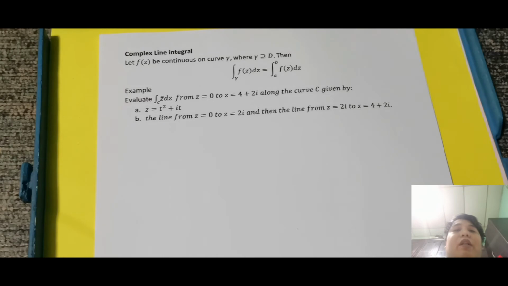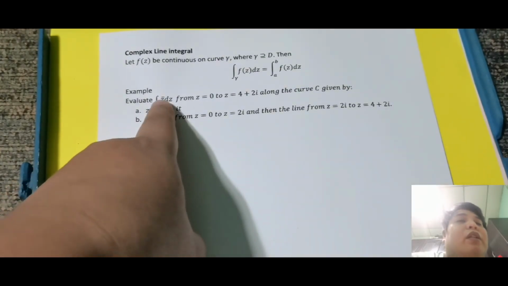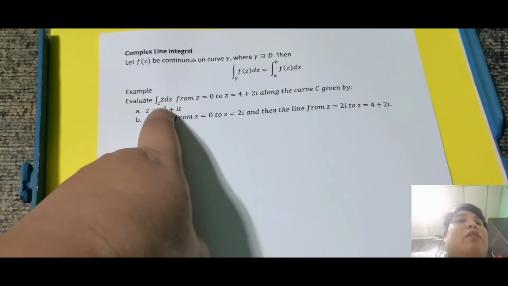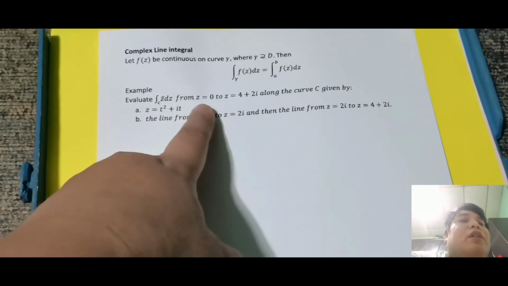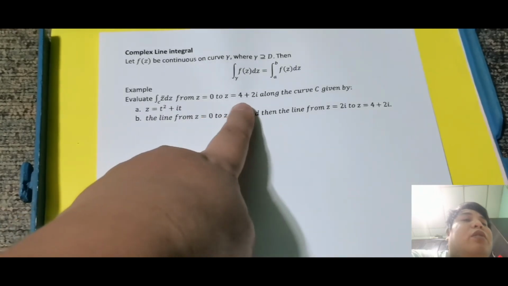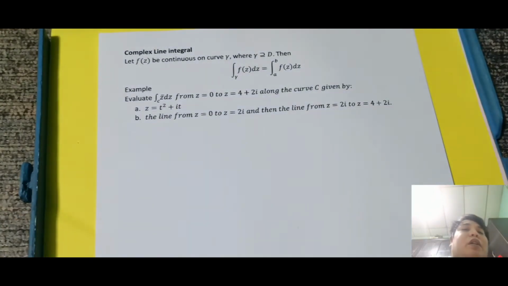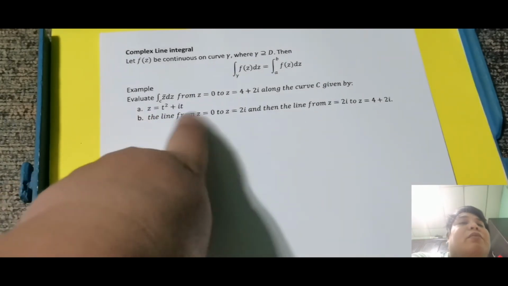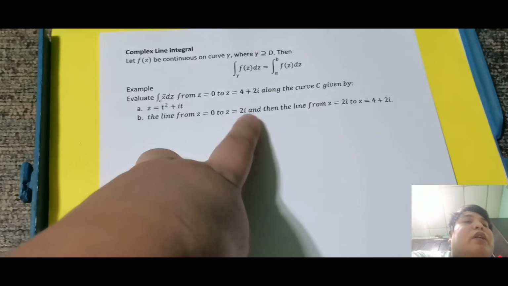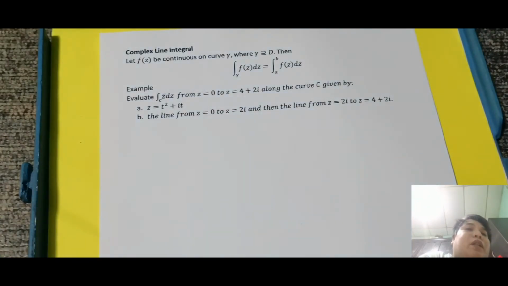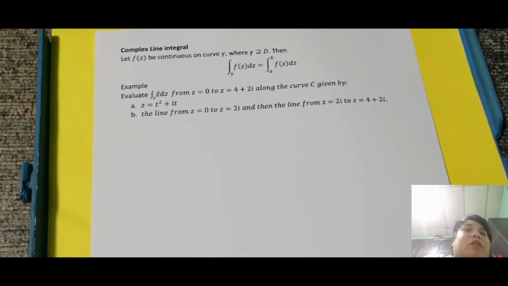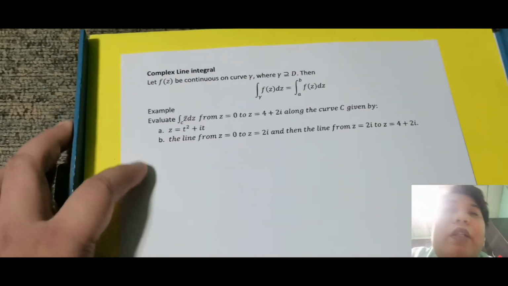Ngayon, ang example is ganito. Evaluate the integral of z bar, o yung conjugate of z, dz, along the curve C from z is equal to 0 to z is equal to 4 plus 2i, along the curve C given by A, z is equal to t squared plus it. That will be the line from z is equal to 0 to z is equal to 2i, and then the line from z is equal to 2i to z is equal to 4 plus 2i. Okay, so ano magiging diskarte? Madali yung A. Bakit? Meron kang z. So ang gagawin mo lang, for letter A, lagay ka dito.